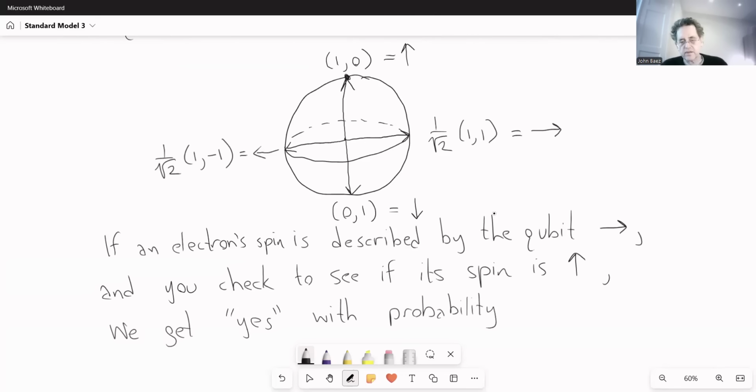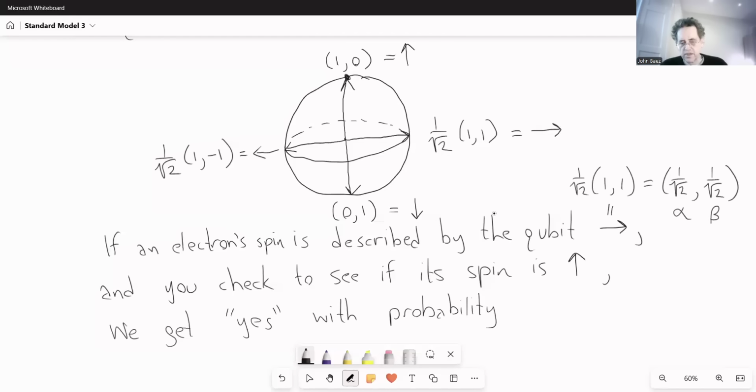Remember, this little rightwards pointing arrow is short for this pair of complex numbers, 1 over square root of 2 times (1, 1), which is just a slightly shorter way of writing it. Let's multiply it out. We get 1 over square root of 2, 1 over square root of 2. So that's our alpha in this case, and that's our beta.